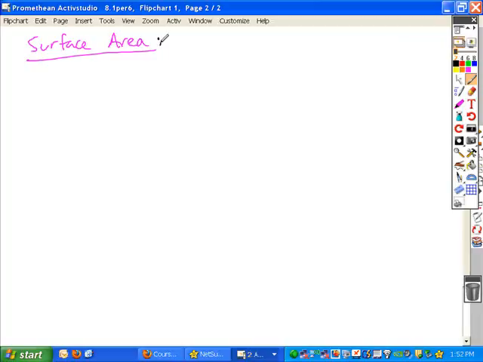Surface area of a solid is a real simple concept. It refers to the sum of the areas of all the faces of the solid. You do not need to memorize individual surface area formulas, because hopefully you already have the area formulas memorized. So here you're just going to combine them. You're going to take the sum of all the areas that are on a given solid.